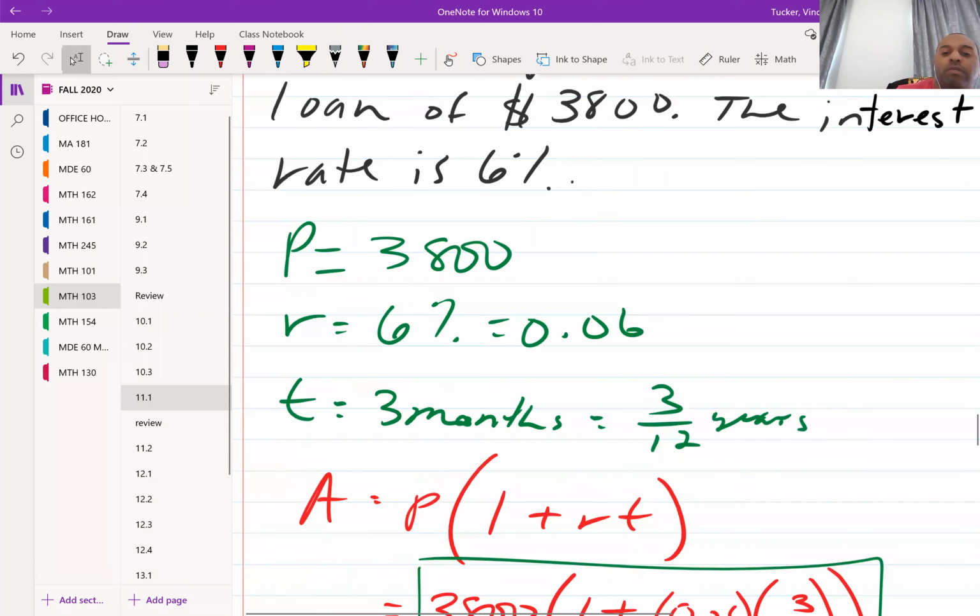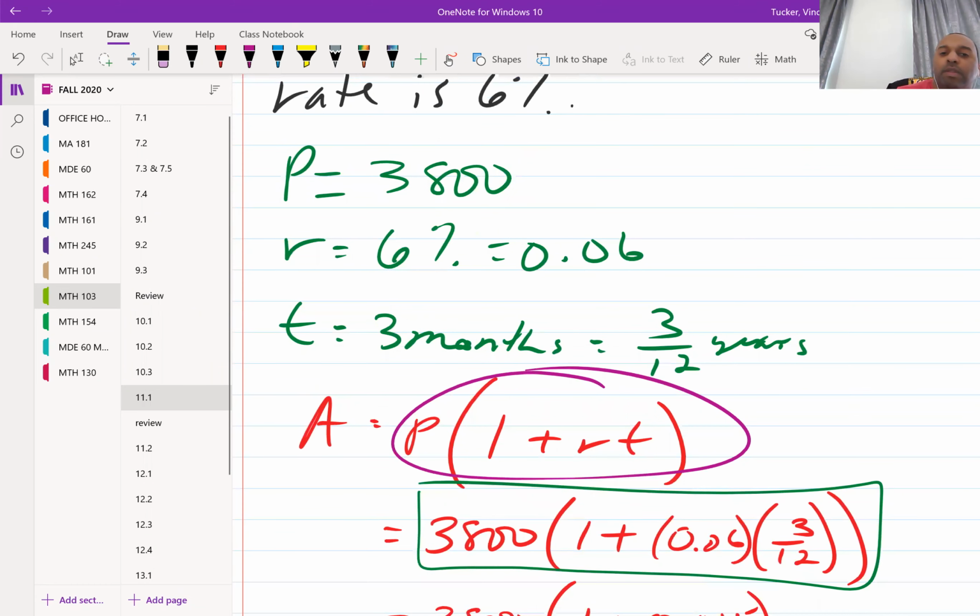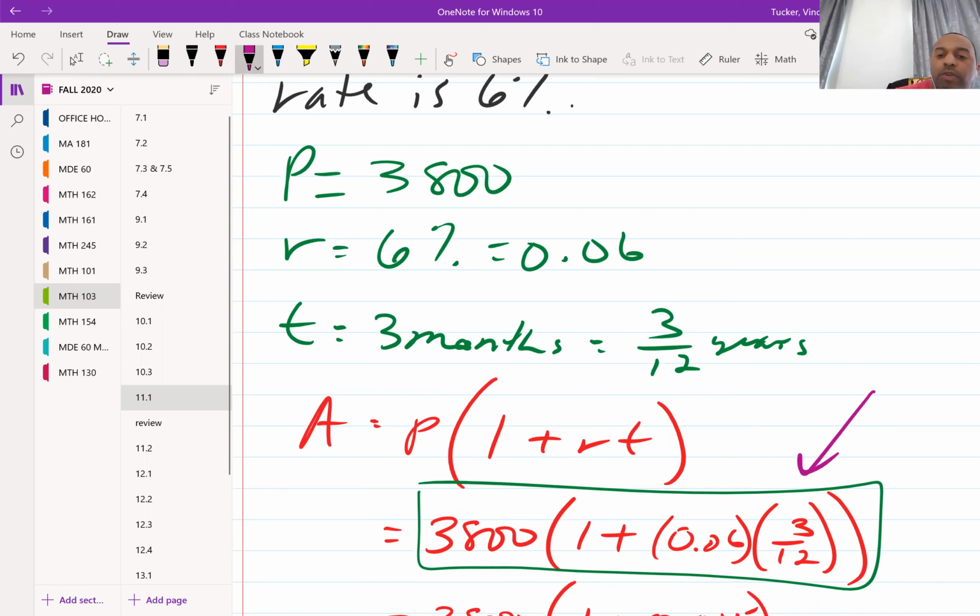So now, once again, we're going to use this formula right here: P times 1 plus RT. I have this in the green box because you can actually just put it in the calculator like that. Make sure you watch your parentheses. Whatever parentheses I use, make sure you use them. That would be the safest way of putting it into your calculator. So it's 3,800 times 1 plus 0.06 times 3 over 12.